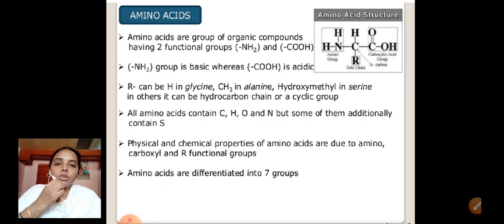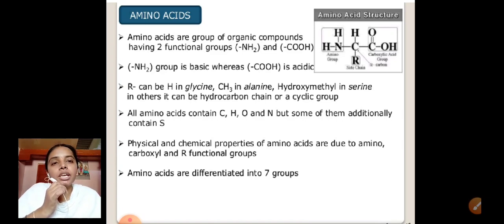The basic unit of proteins is called an amino acid. These are organic compounds consisting of an amino and a carboxylic group. The amino group is denoted by NH2, whereas the carboxyl group is COOH. On the right side of the slide we can observe the structure of an amino acid, where the carbon is arranged along with the amino group, the carboxylic group and the R group. R sometimes may vary.